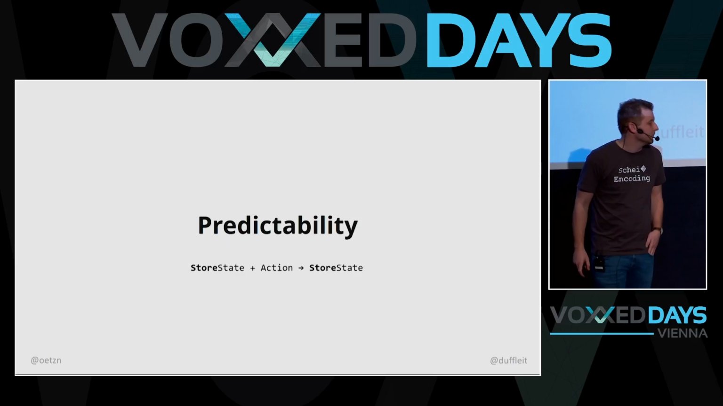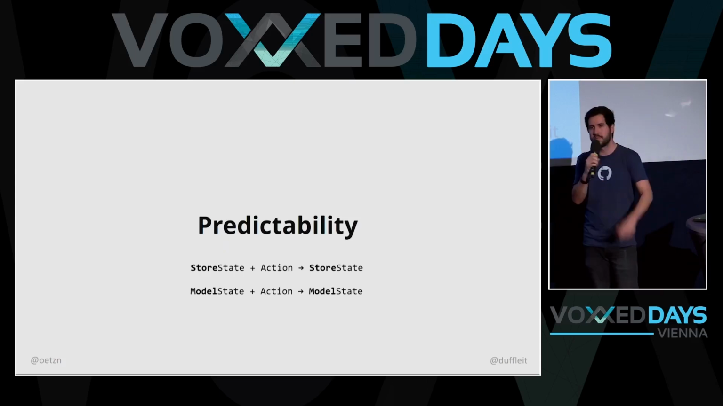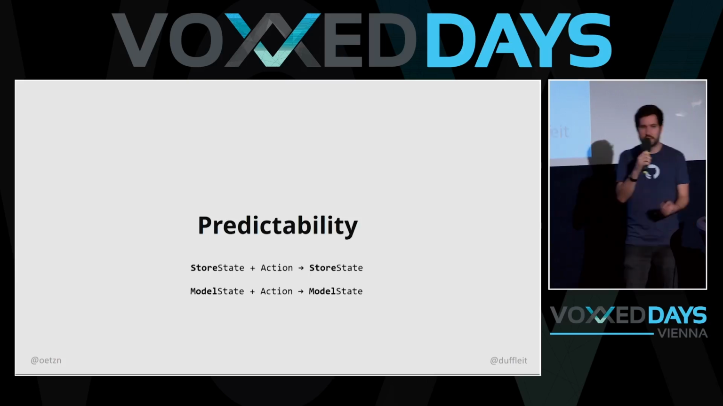If we take this to the object-oriented world, it's the same thing in MVC. We have a model that has some initial state. We apply an action, which is probably a method call, or we send it a message, and we get a new model state. And this can be tested in exactly the same way as the Redux variant.